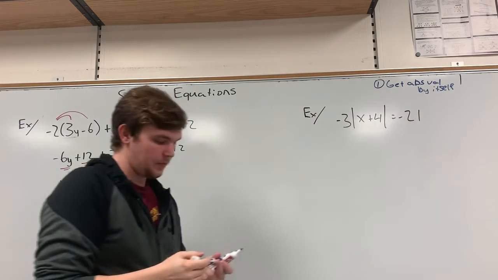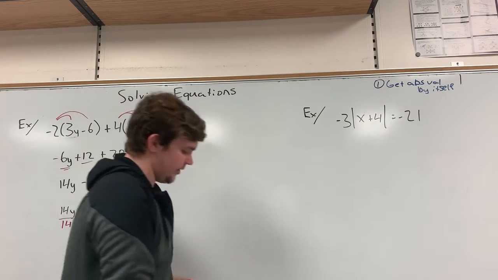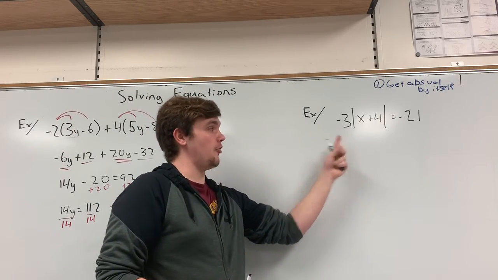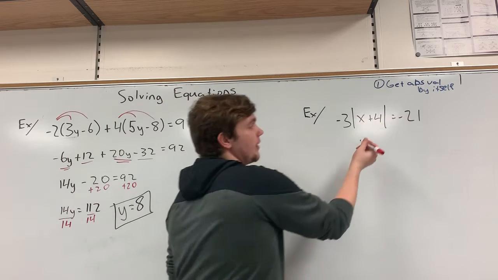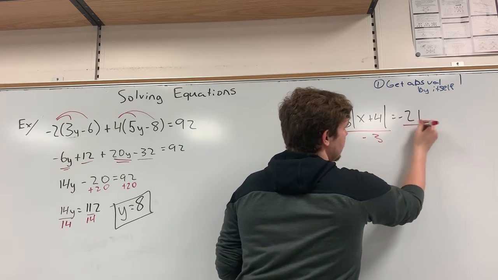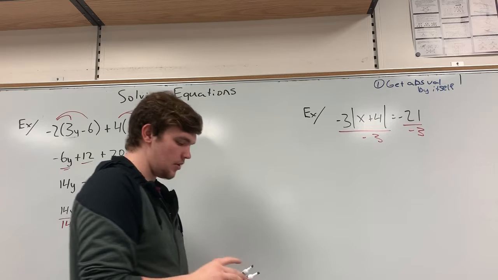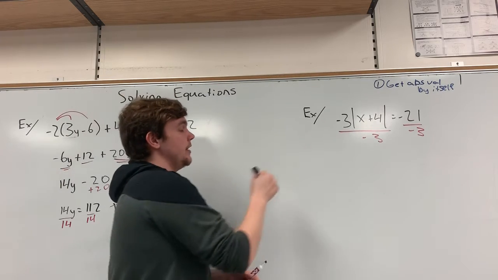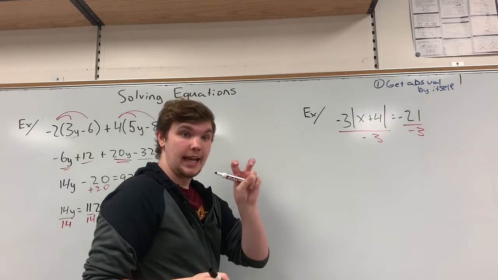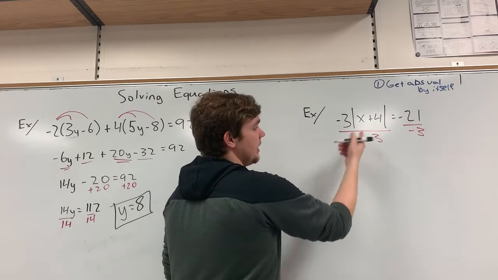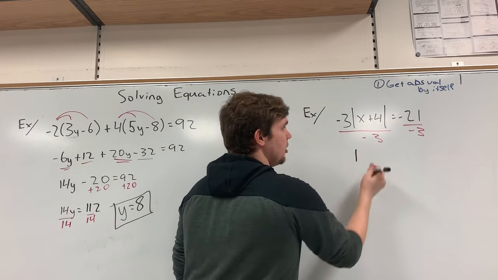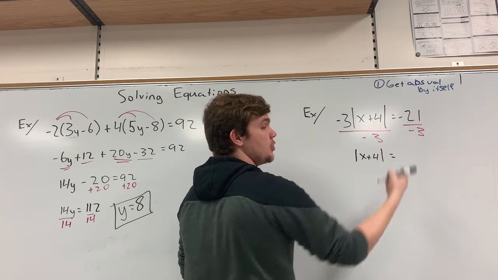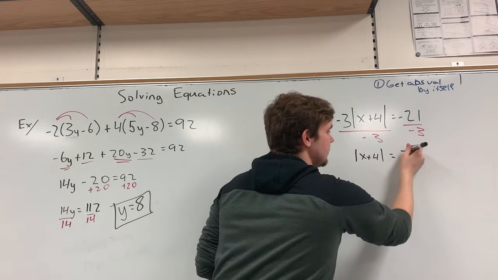Okay, and so to get that absolute value there by itself, I'm going to start by getting rid of that -3 out front. And to do that, I'm going to divide everything by -3. When I divide everything by -3, these two -3's reduce out, they cancel. Okay, and then that leaves me with just the absolute value of x plus 4 equals -21 divided by -3 is +7.